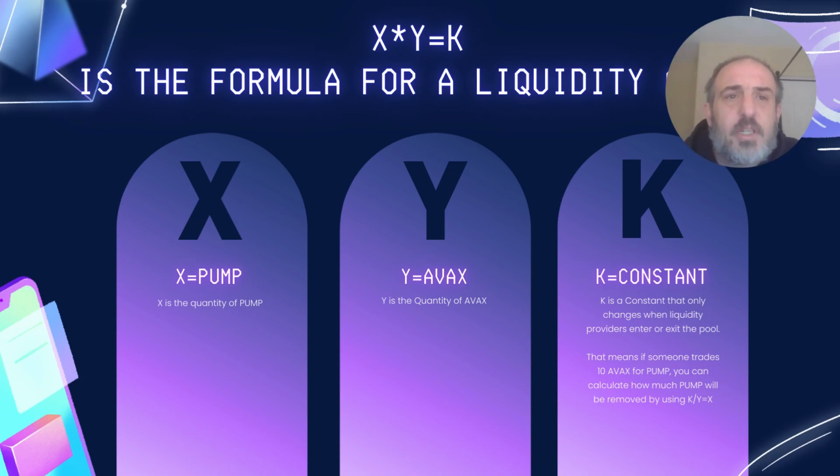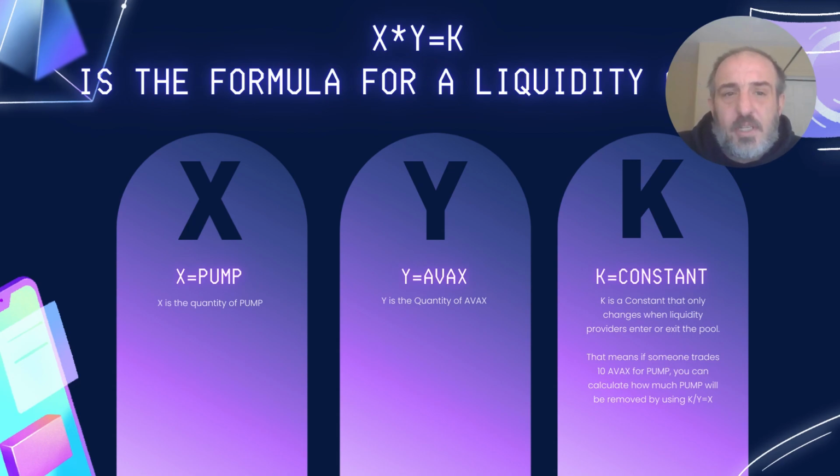Now, if one of the liquidity providers pulls out a portion of their liquidity, K changes. If a new liquidity provider adds liquidity, K changes. But when you swap pump for AVAX or AVAX for pump, K stays constant, which means we can use this equation to, one, understand our constant before, a pool of liquidity. Two, we can use the constant to figure out what it is afterwards.